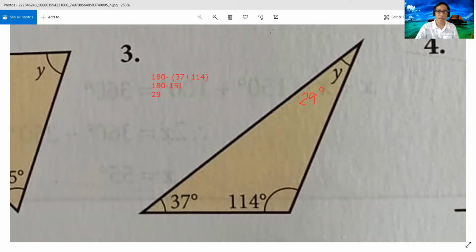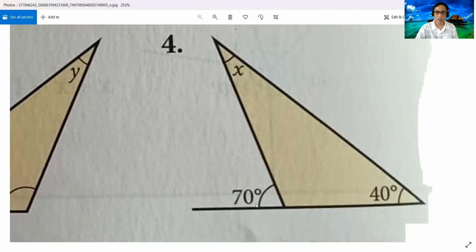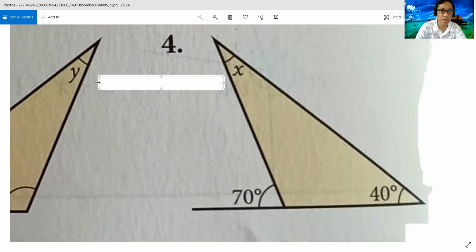Okay, next, let's try problem number 4. As you can see, there is no value for the other internal angles here. There are many ways to solve this kind of problem, but we can still follow the process that we learned today. So 180 minus 70, that gives this angle, which is 110. That means this angle is 110 degrees.